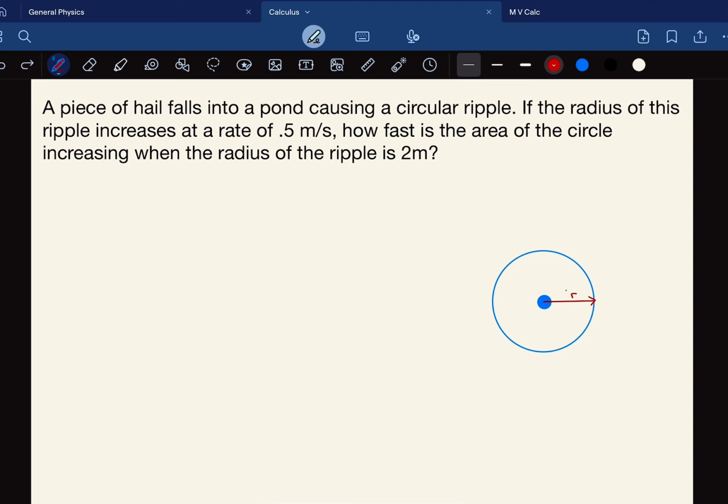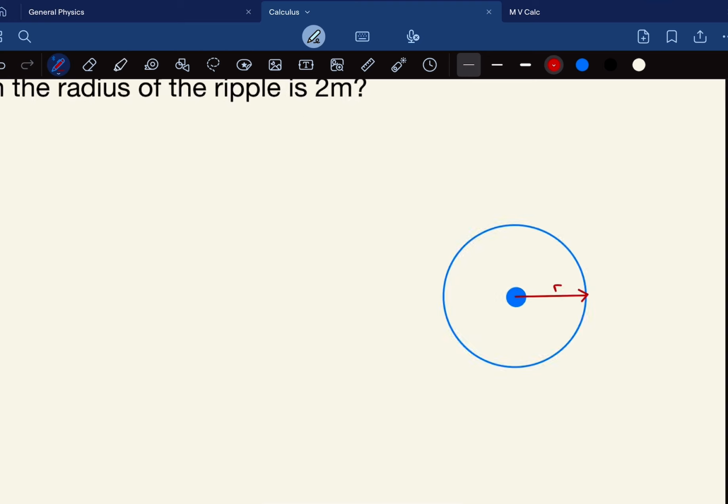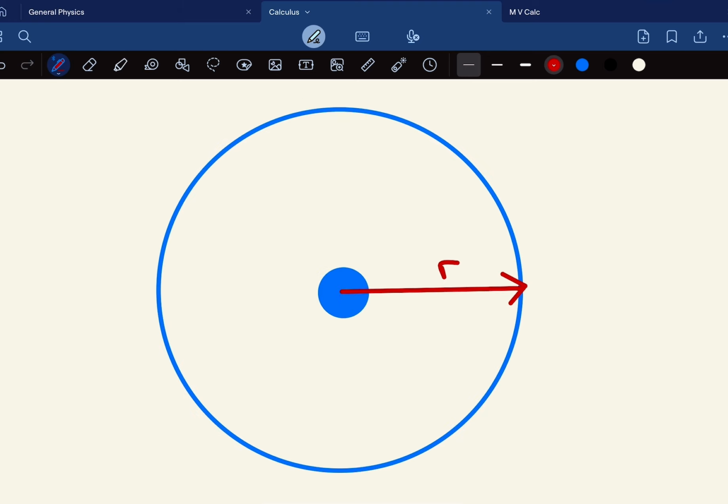So this circle has a radius of r, which is increasing. Now the rate of change of this increasing is 0.5 meters per second. So every second, this radius is increasing by another 0.5 meters. So what this means is that dr over dt, the rate of change of this radius, is equal to 0.5 meters per second.